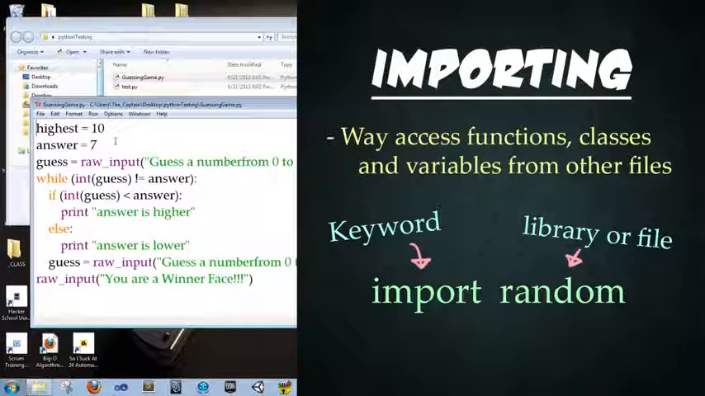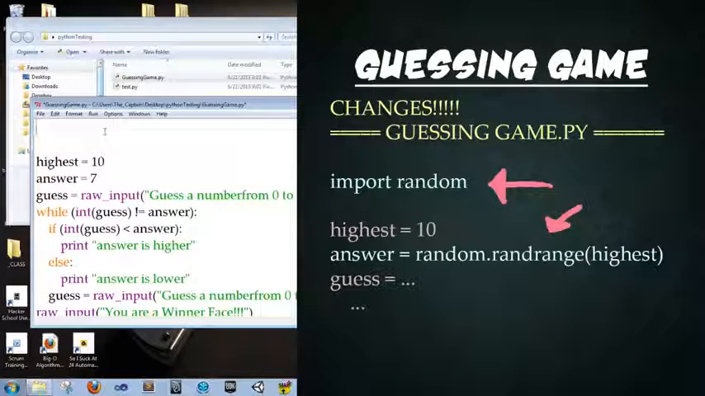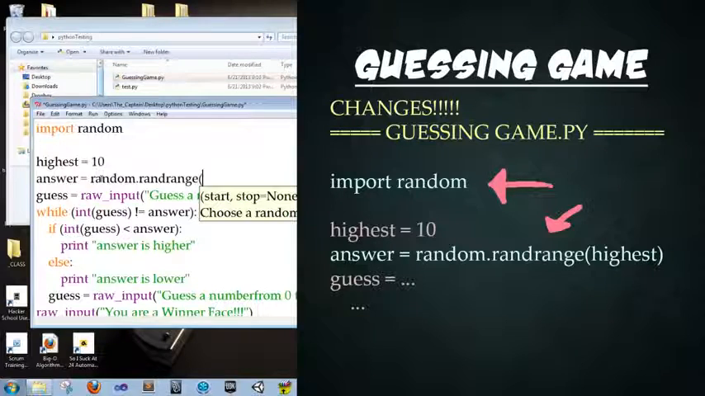So when you import files or libraries, it's important to place them at the beginning of the file. So we're going to go to the very beginning and hit enter, enter to get a couple of spaces in there. And then we're going to type in import random. And then right here, we're going to edit this where it says 7. We're going to delete that and instead type random dot randrange, R-A-N-D range, all one word.